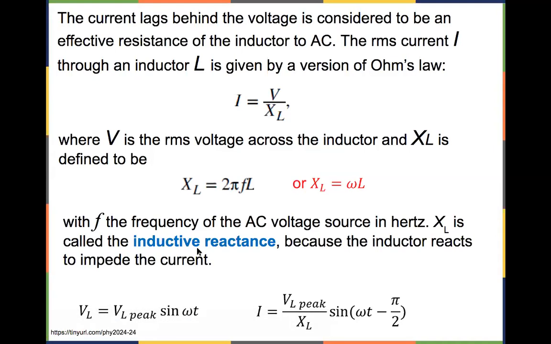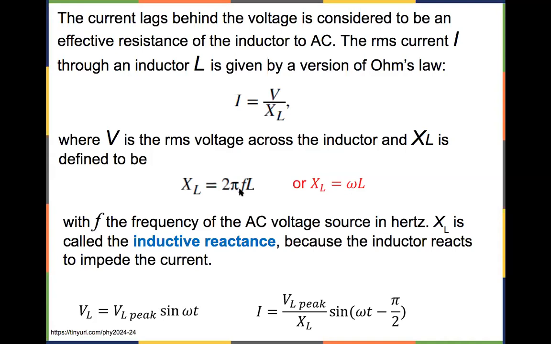In the case of a capacitor in an AC circuit, we'll call it capacitive reactance, which we'll check in a couple of slides later. For the reactance of an inductor we use XL. For a capacitor, we'll use XC. XL is proportional to the frequency and also proportional to the inductance of the inductor. So XL is equal to 2 pi frequency L, or omega L. Omega is equal to 2 pi frequency.